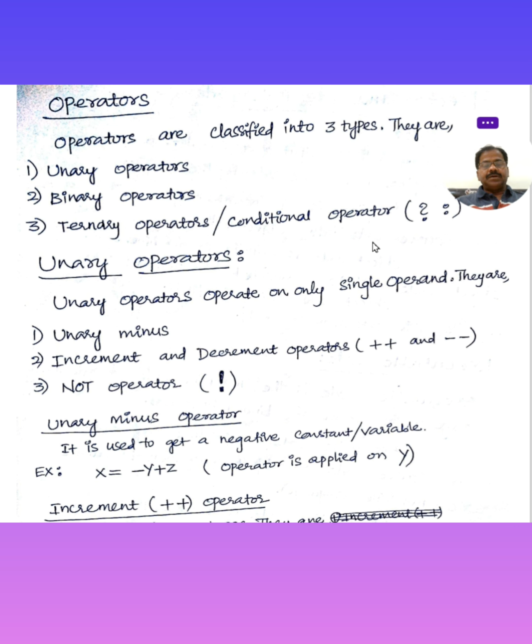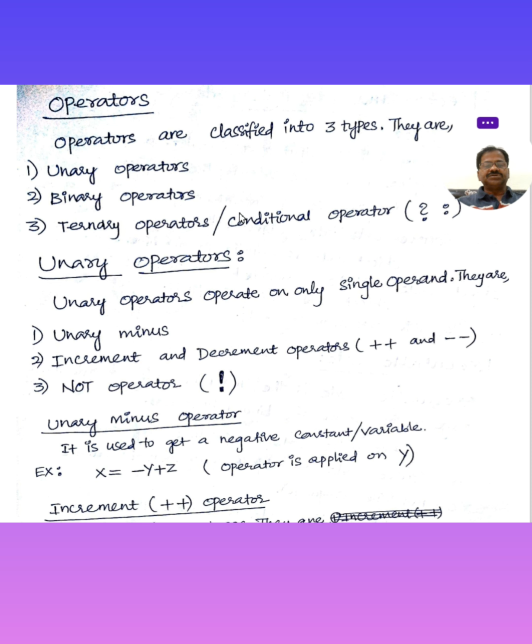Here, for example, A plus B. Here, plus is the operator, A and B are the operands. In A plus B, plus is the operator, A and B are the operands. Here, this A plus B is the expression. In this expression, we have operands and operator.